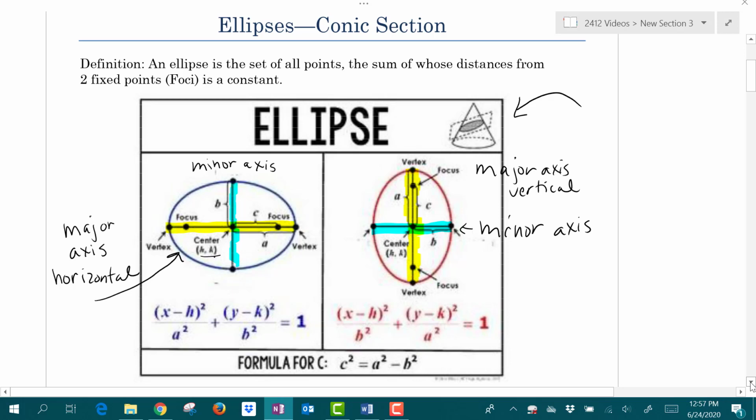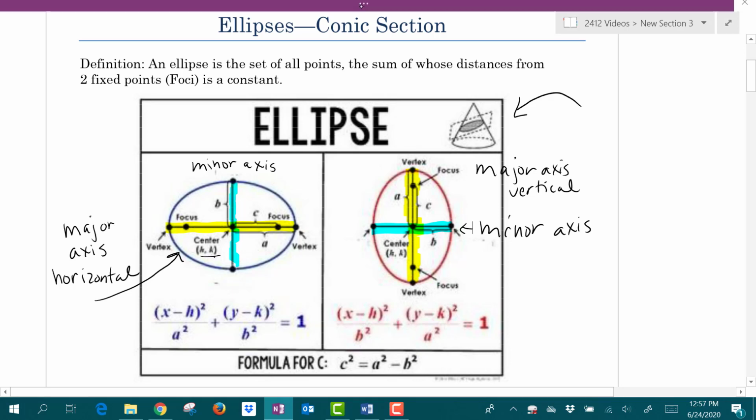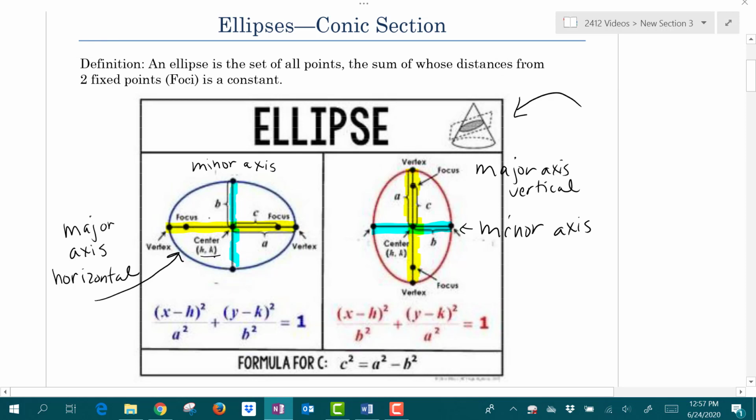We use letters to describe the distances between the things that we care about. Alright, so you'll see in the picture here we have a distance called A, we have a distance called B, and we have a distance called C. The distance A is always the distance from the center to the vertex. It's the same length in both directions. So if I go from the center to the left vertex and from the center to the right vertex, both of those distances are called A. If I go from the center to the endpoint of the minor axis, that distance is called B. And if I go from the center to each focus, that distance in either direction is called C.